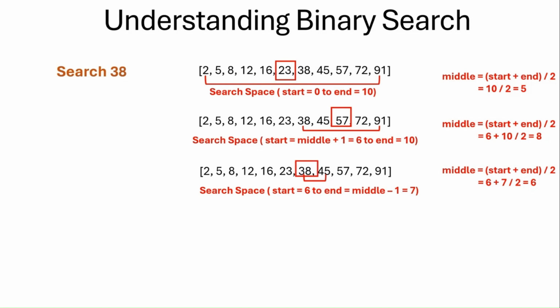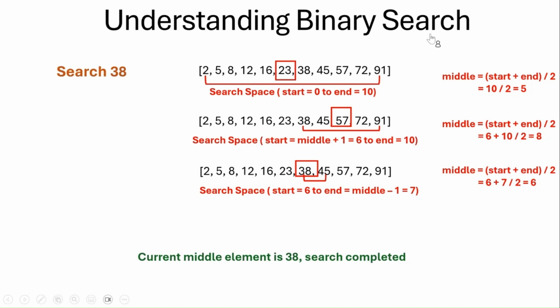Now we find the middle element. We again check whether the number we are trying to search is less than or greater than the middle. In this case, it is equal to the middle. So we found our number. The current middle element is 38, which we are trying to search, and we have completed the search.